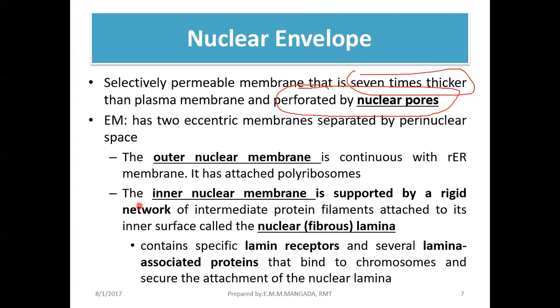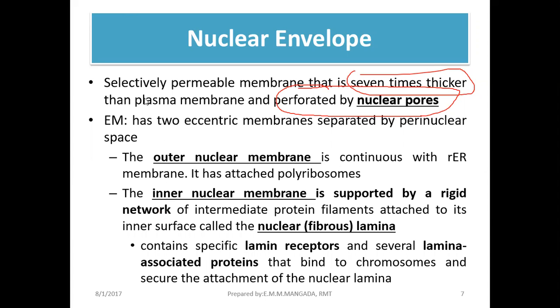Okay? So guys, we also have here the inner nuclear membrane. The inner nuclear membrane is supported again by a rigid network of intermediate filaments. So yung pinakita ko kanina sa inyo, we call this your fibrous lamina or yung nuclear lamina natin. Yung ating nuclear lamina contains lamin receptors and other lamina associated proteins. The purpose of these receptors and proteins is that they bind to our chromosomes and secure the attachment of these to our nuclear lamina.